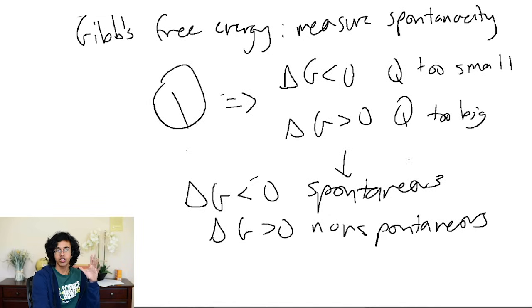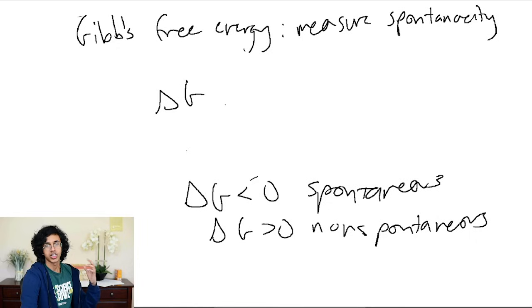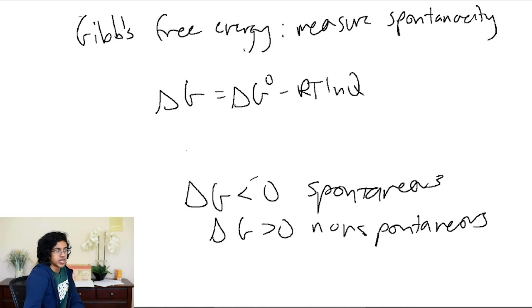Now, there's a specific equation that relates the two. So delta G is your Gibbs free energy change at this temperature. Then there's something called delta G standard. And that's basically your delta G at standard temperature and pressure. Then, basically, if we do RT ln Q, we get this. Oh, sorry, there should be a plus right here.